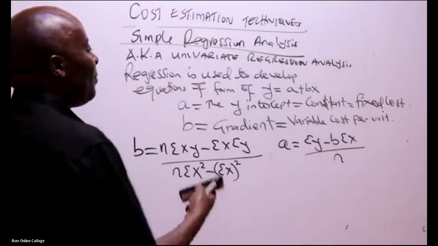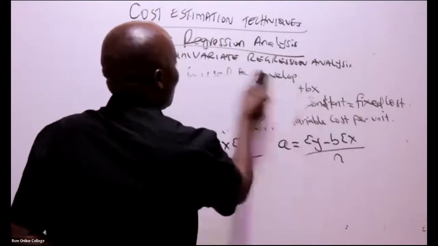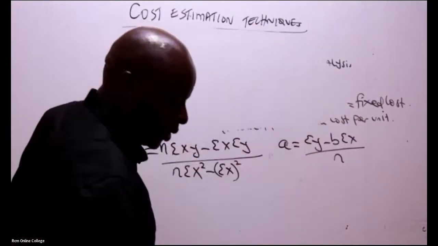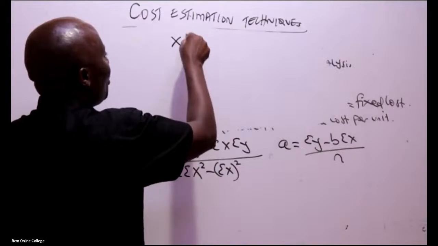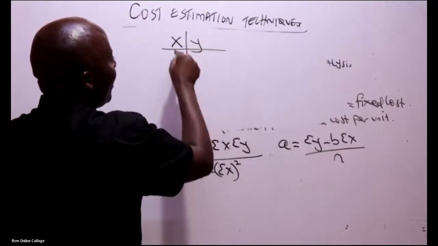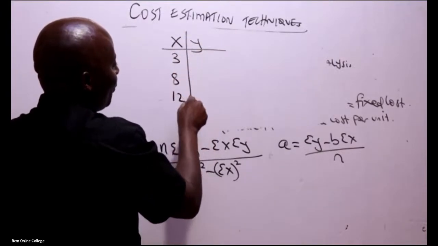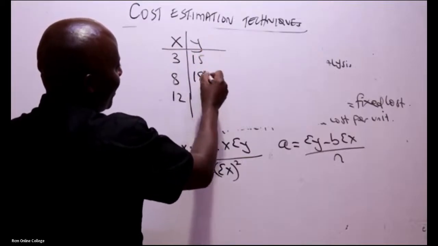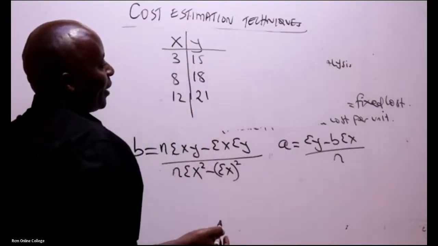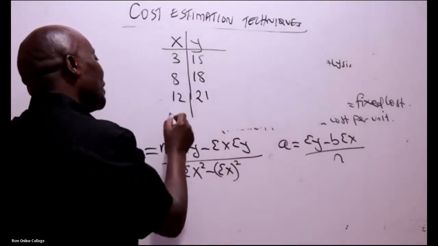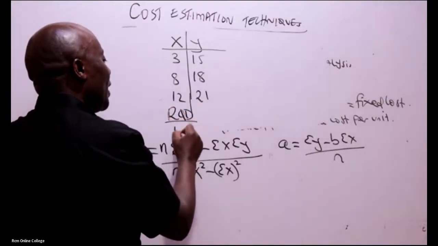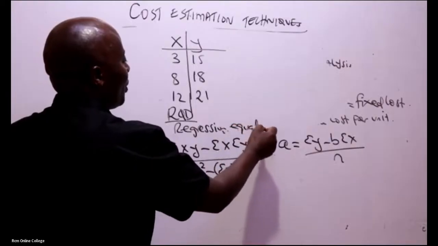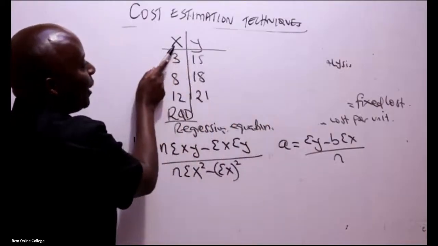I'll give you a very simple illustration. If, for example, ladies and gentlemen, you are given just three data values, x and y. So they give you 3, 8, and maybe 12. Then they give you here 15, 18, and 21. And then you are required to get the value of B and A, the required regression equation. So you can see here we only have one predictor variable.